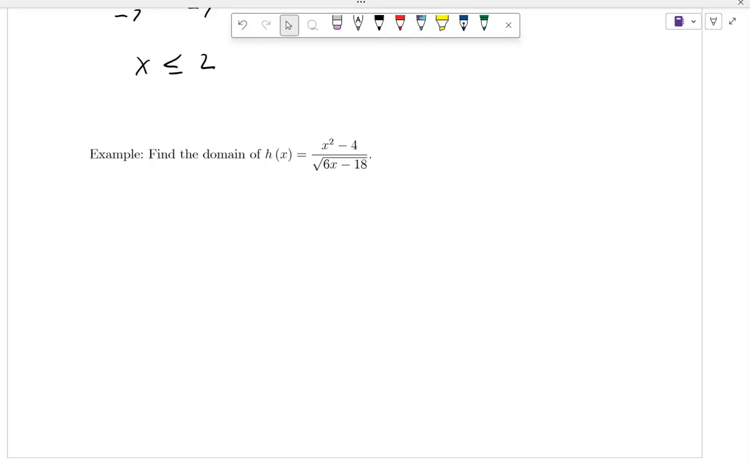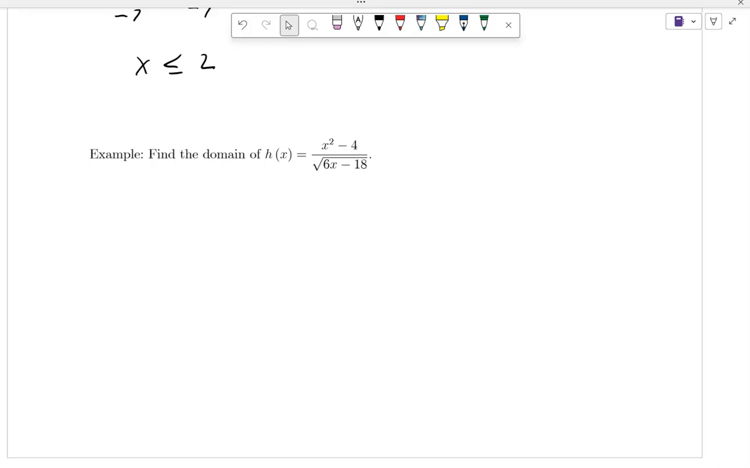Okay. So again, what are the two big things we need to worry about for domain? What are the two things to look for? Zero on the bottom, negative under the root. This one's got both of them, doesn't it? Possibilities, right? I've got a square root in the denominator.